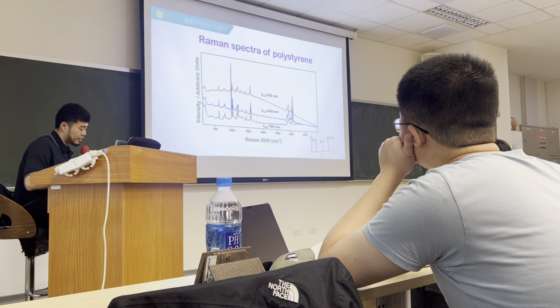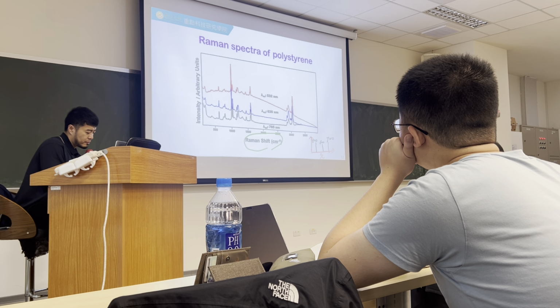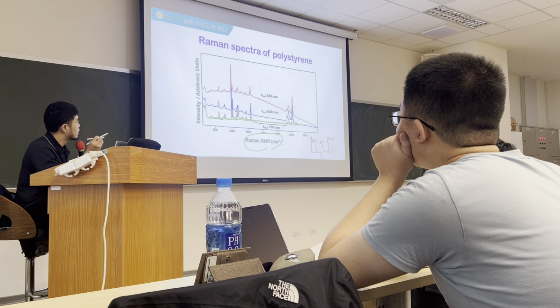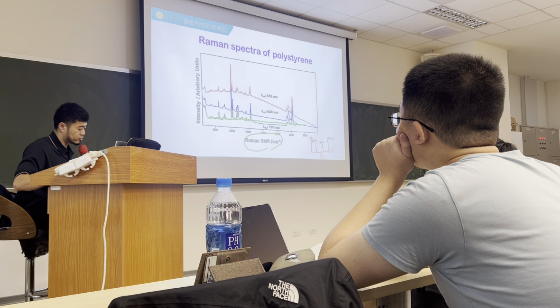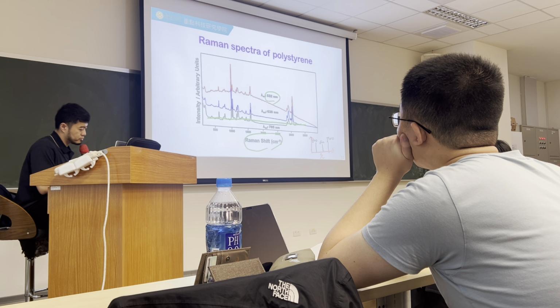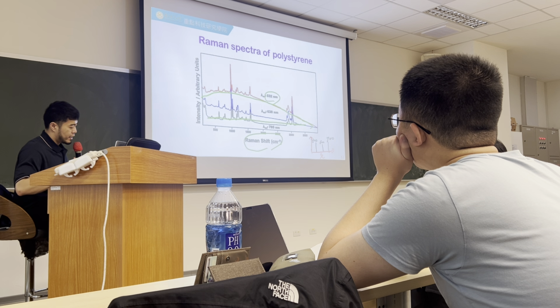Different based on the Raman shift, but there is some background difference. For example, with the 700 nanometer laser you are using, you nearly have no background in your spectrum. But once you change to a shorter wavelength, you see some humps start to appear, and those humps sometimes block the Raman signal you want to analyze.